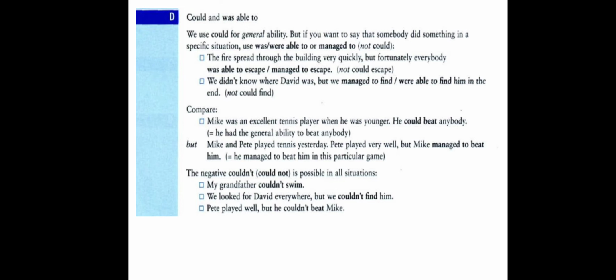So the example becomes like this. We didn't know, and didn't here indicates past. We didn't know where David was, but we managed to find him in the end, or but we were able to find him in the end. This is a specific situation. So we use managed to plus the base form, or was or were able to plus the base form. To conclude this part, could is used for general situations and general ability, and be able to in the past, as was or were able to, or managed to plus the base form, are used for specific situations.